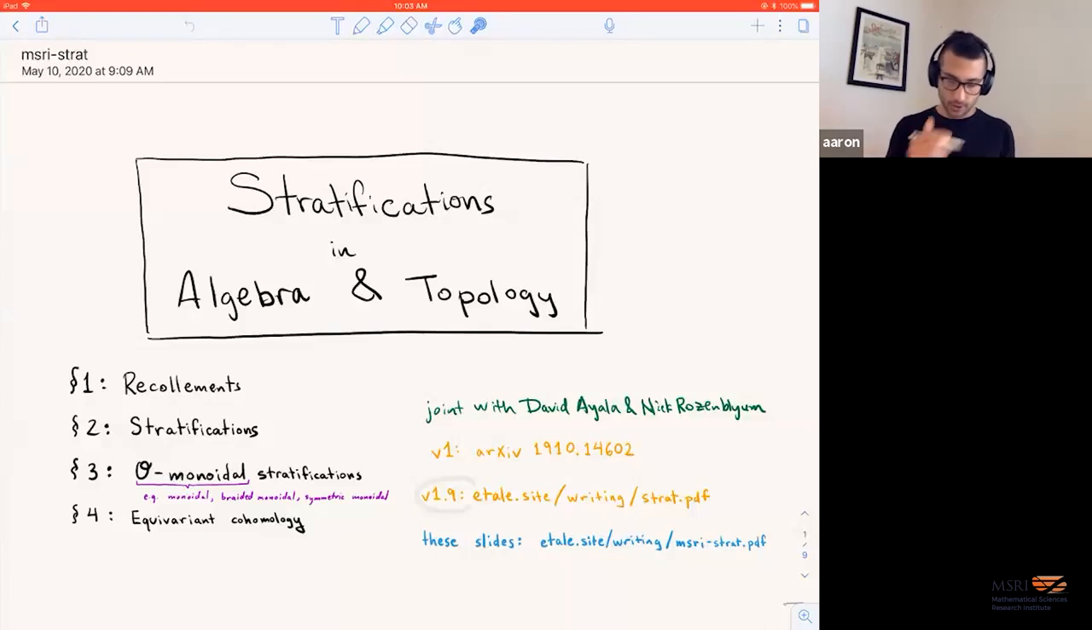So I will start by recalling some facts about recollement. I'll explain what that is, and I'll talk about how that generalizes to stratifications. Then I'll talk about the monoidal version, symmetric monoidal version, and so on. Then I'll possibly speak briefly about how this applies to compute equivariant cohomology. Okay. So as David said, please pipe up if you have questions.